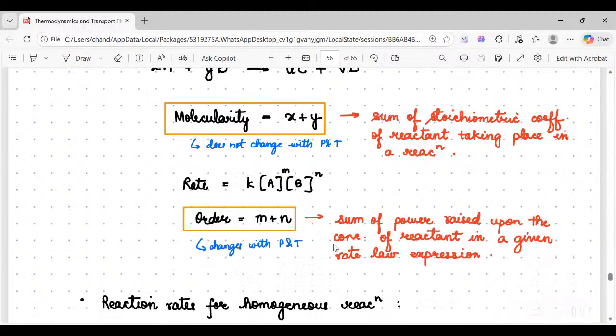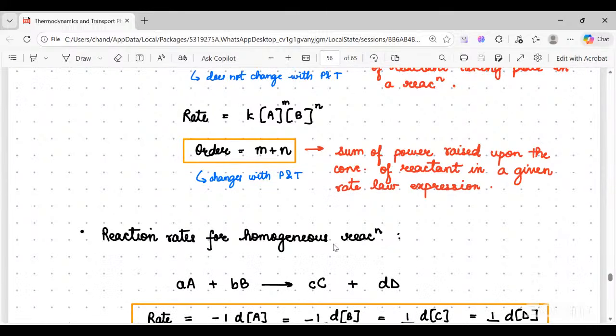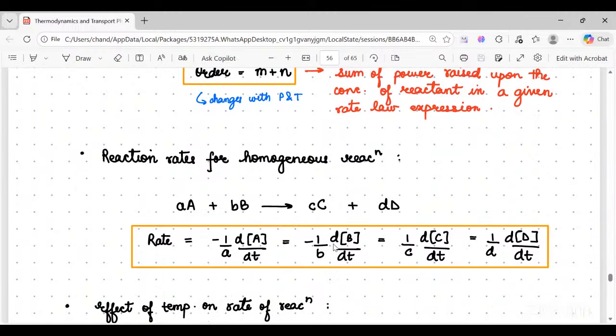Molecularity. Rate is equal to K into A power M, B power N. Order is equal to M plus N, the sum of powers raised upon the concentration of reactants in a given rate law expression. It changes with pressure and temperature.